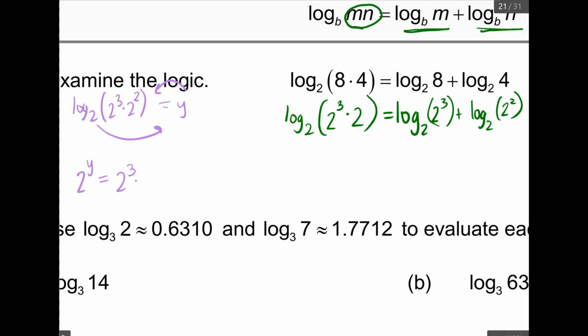4 is 2 squared. So I see here that y is going to be equal to 3 plus 2, which is 5. So the left side is equal to 5. Let's see if I can get the right side equal to 5. What I'm trying to do is prove the product property of logarithms to you by using an example, and then after this, we'll just use it as we go on.